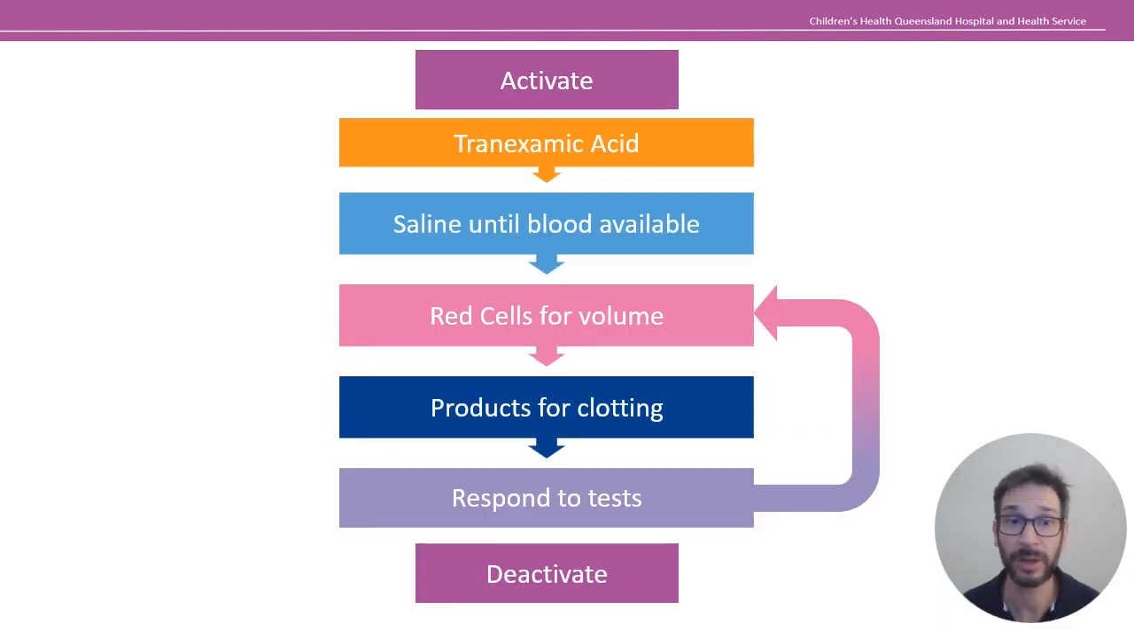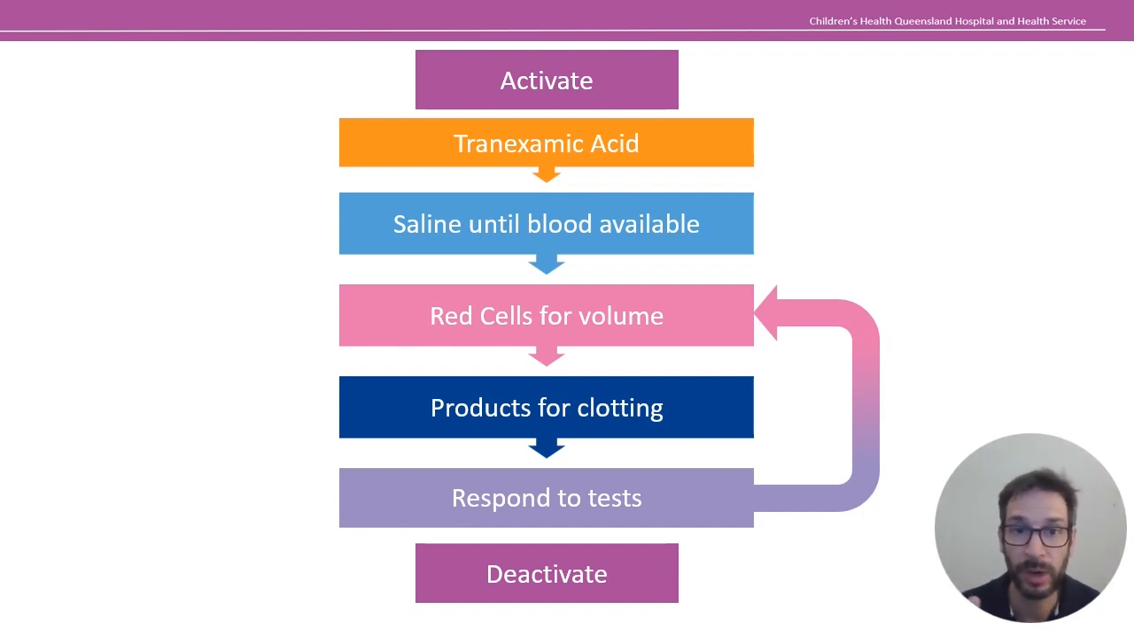So look, that is MHPs in a nutshell. That was a long-ish talk, but I think there's a lot to think about. This is a complex task, but the components are simple. Yeah? So just to recap, in every MHP, we're going to activate it with blood bank. We're going to give tranexamic acid. We're going to give saline until blood's available. Then we're going to give red cells for volume, products for clotting, and we're going to respond to tests.